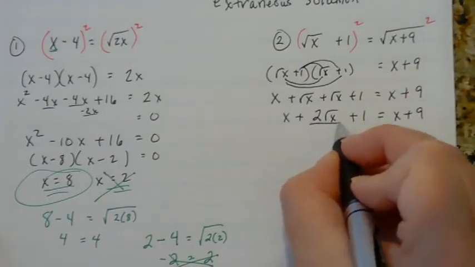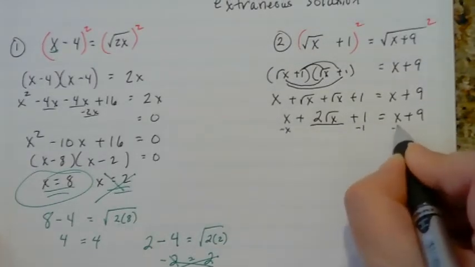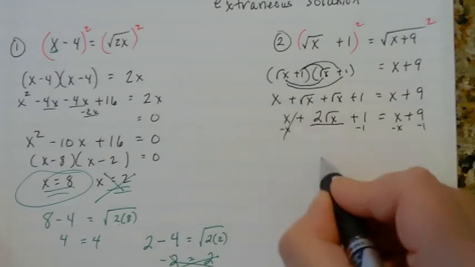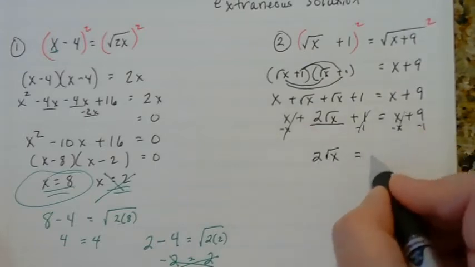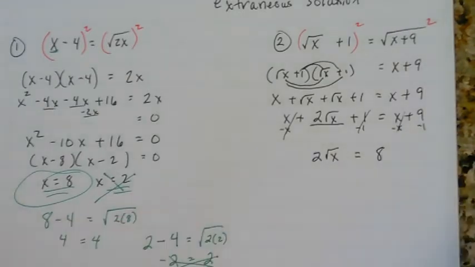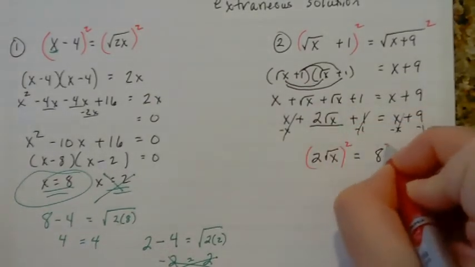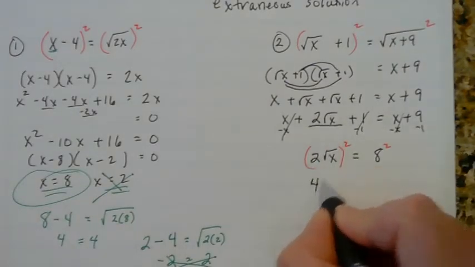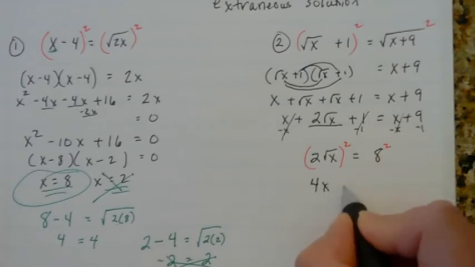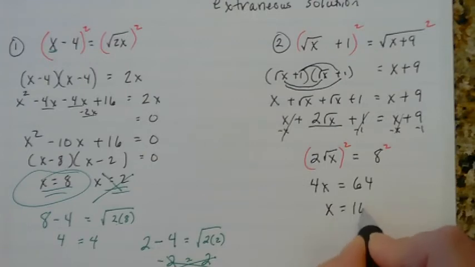And then I want to get my radical by itself, so I'm going to subtract x from both sides and subtract 1 from both sides. So I get 2 square root x equals, and the x's cancel, and I just get 8. So now I want to get rid of the square root by squaring both sides. So I'm going to square this side and square this side. Notice this is multiply, so I can square the 2, which is 4, the square root of x, which is x, equals 64. Divide both sides by 4, so x equals 16.